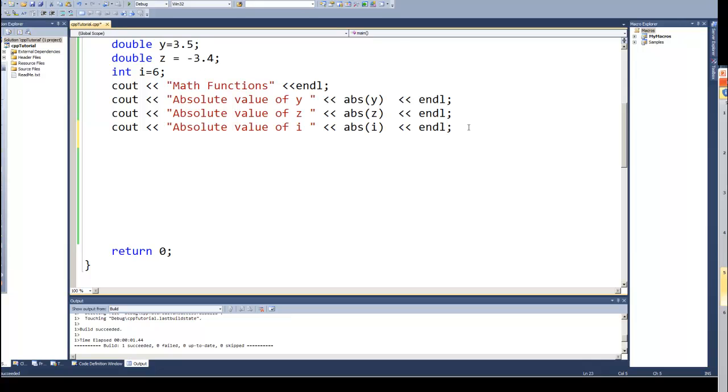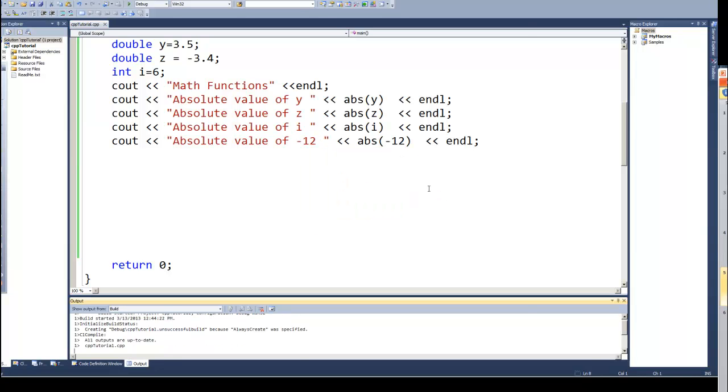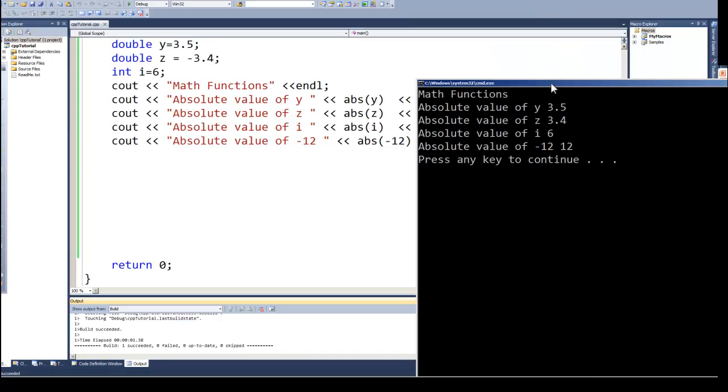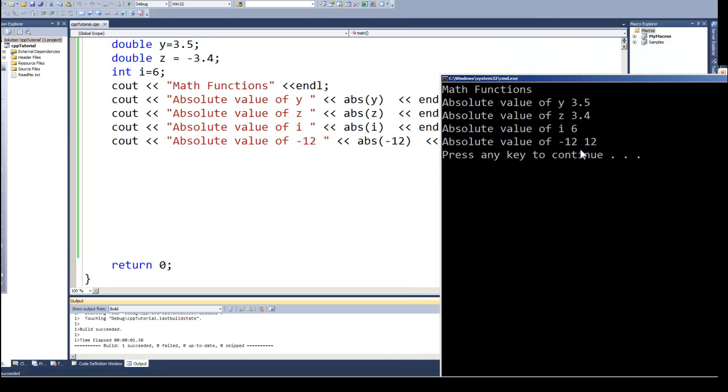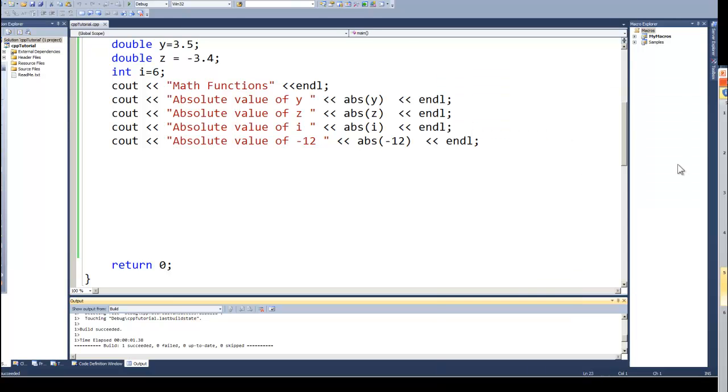Let me do one more absolute value. For this one, let me say minus 12. So let's do the absolute value of a number. I'll put the absolute value of minus 12 to show that we can run the function that way. And when we run it, it shows the absolute value of minus 12 is now 12. So that's our absolute value function. Anytime you need the positive value, that's the function you can use.